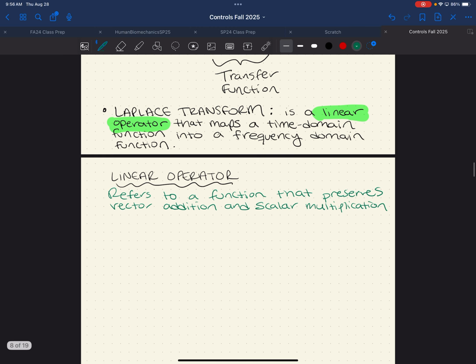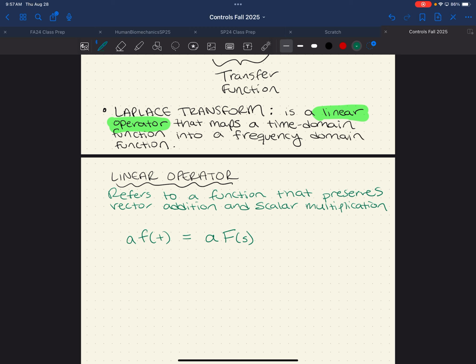Okay, so what this means is that if I have my time domain function and I multiply it by some scalar a, what can I expect to happen for my Laplace function in terms of s? Also multiplied by a. So scalar multiplication, if you do it to one, you get the same thing in the other.